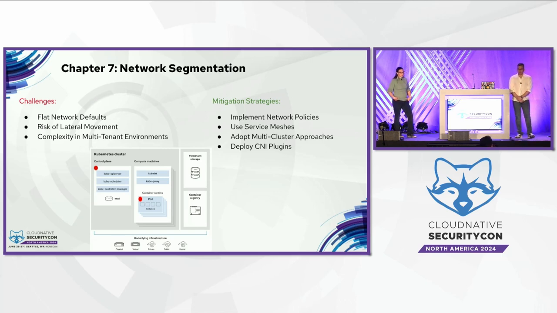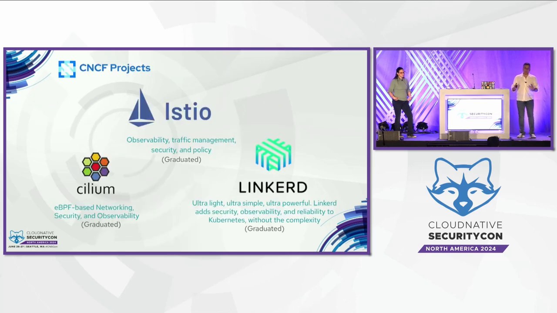The recommendation from the OWASP is deploying the networking policy, for sure, using the service mesh, and a multi-cluster approach, if it's possible to segregate and separate the workload and deploy it in different clusters depending on the nature of the application, and deploying the CNI, or container network interface, plugin. We have great graduated projects in this category of network segmentation. Istio, Cilium, and Linkerd are three graduated projects, and all of them are able to deploy network segmentation. You are able to control the egress, ingress, communication between pods, et cetera.